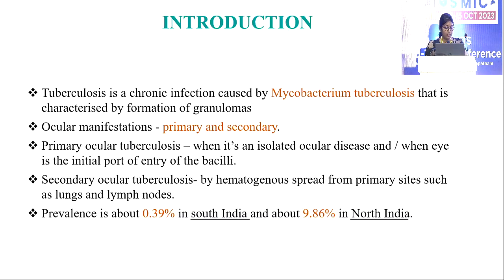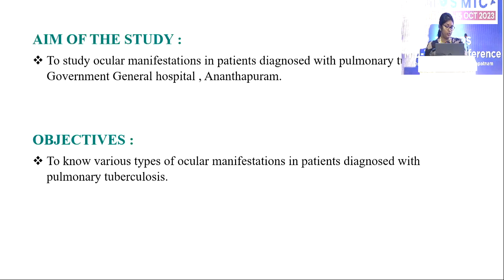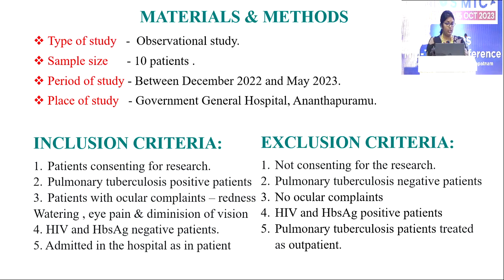Prevalence is about 0.39% in South India and about 9.86% in North India. Aim of the study: to study ocular manifestations in patients diagnosed with pulmonary tuberculosis in Government General Hospital, Anantapur. Objectives: to know various types of ocular manifestations in patients diagnosed with pulmonary tuberculosis.